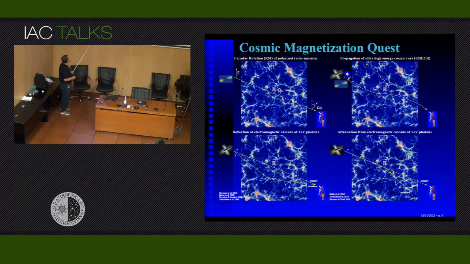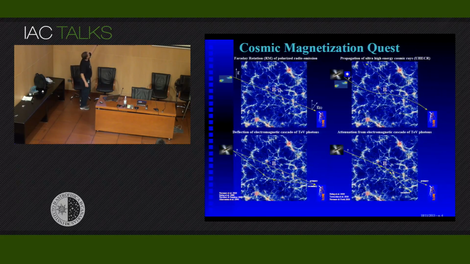Second possibility is you can look at propagation of high energetic cosmic rays. For example, you have high energetic cosmic ray protons. The problem here is that we still don't know where they come from. So we measure them on Earth, but it's not clear what is the source of these ultra high energy cosmic ray protons.